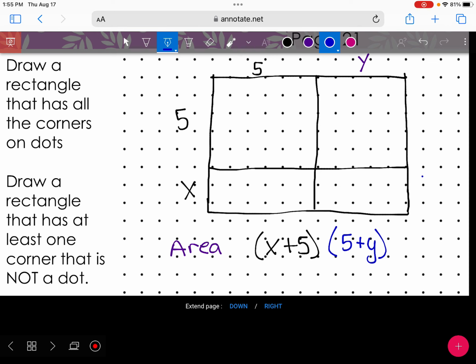Y'all have done this before. This is looking a whole lot more like our box method, when we multiply binomials in the box, or when we would factor quadratics in the box. This is where that was born: rectangles that we cut into pieces. Pieces we know and pieces we don't know. This is where the box method came from. It's all about area models. It's a distribution style. Okay?